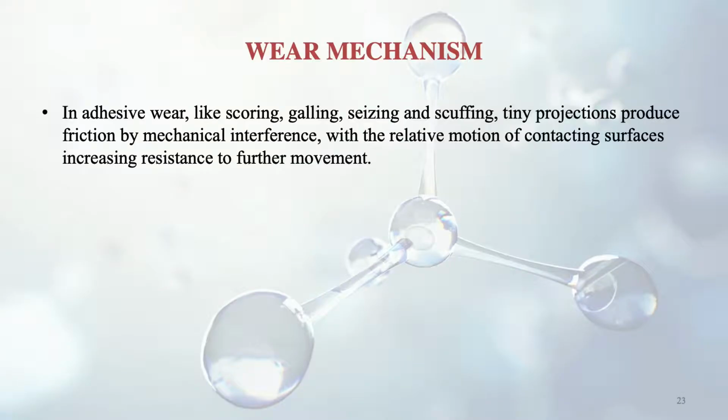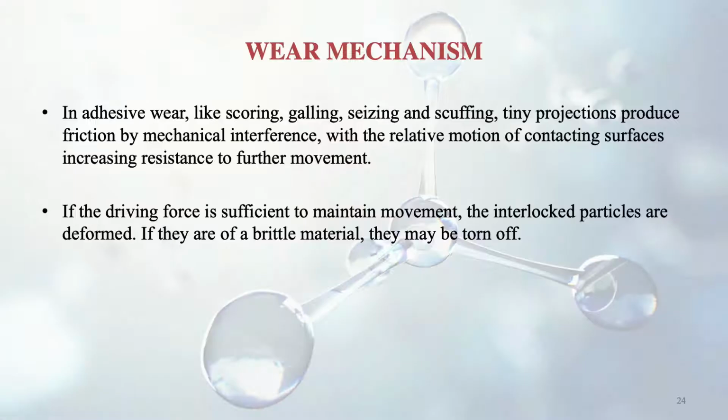So in adhesive wear, examples are scoring, galling, seizing, and scuffing. All these produce friction by mechanical interference. There may be very small, tiny projections on the surface. These cause mechanical interference with the relative motion of contacting surfaces, thus increasing resistance to further movement. So if some other surface is coming on top of this one, and these protrusions are causing some resistance to the motion, then it will be a problem and wear will start taking place.